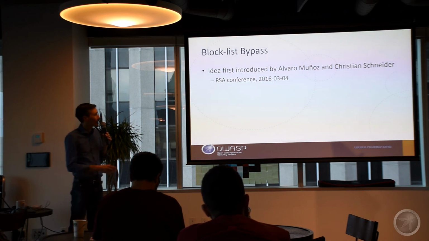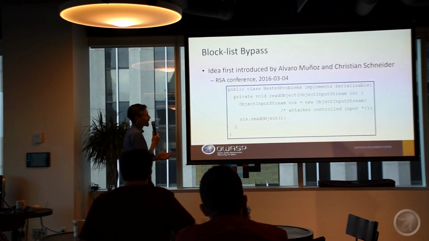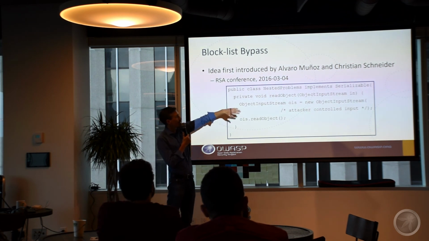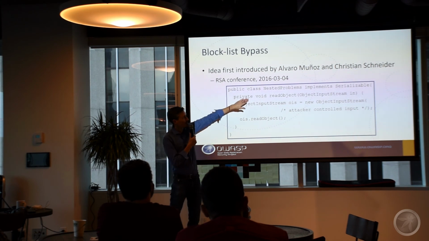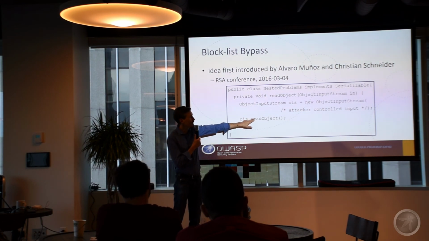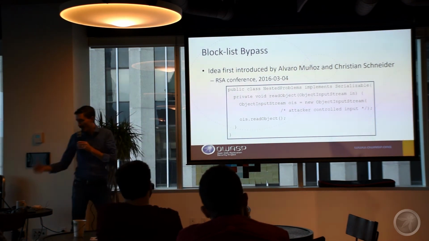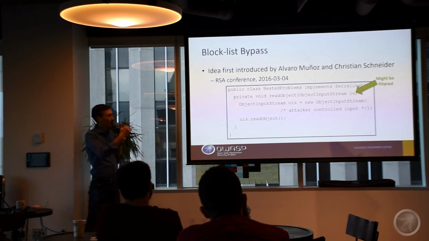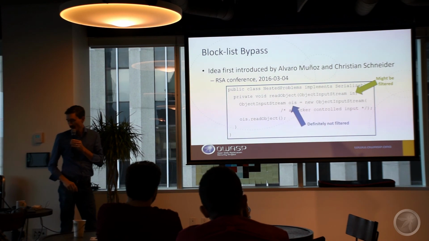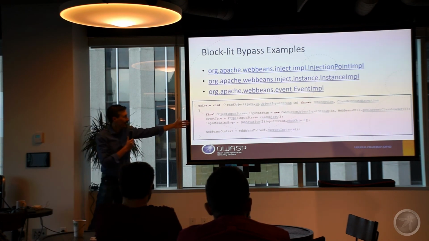This idea was first thought up by Alvaro Munoz and Christian Schneider a couple of years ago. The idea is that they found classes like this where they would provide custom deserialization with object, and inside, they would instantiate another object input stream and read from it, right? So even if you do the right thing and you put a filter, you would only put the filter on the outer object input stream. You cannot control the inner input stream, right?